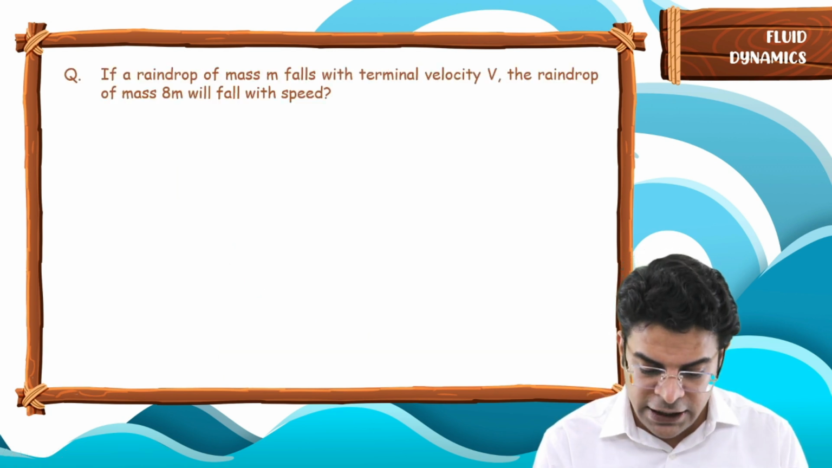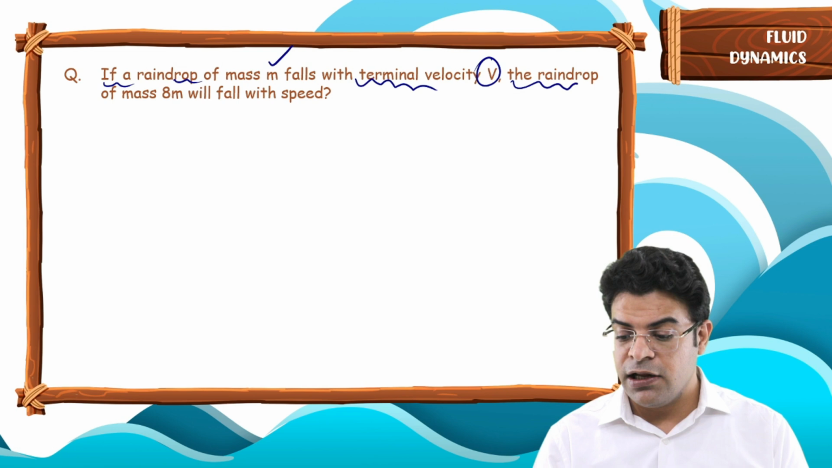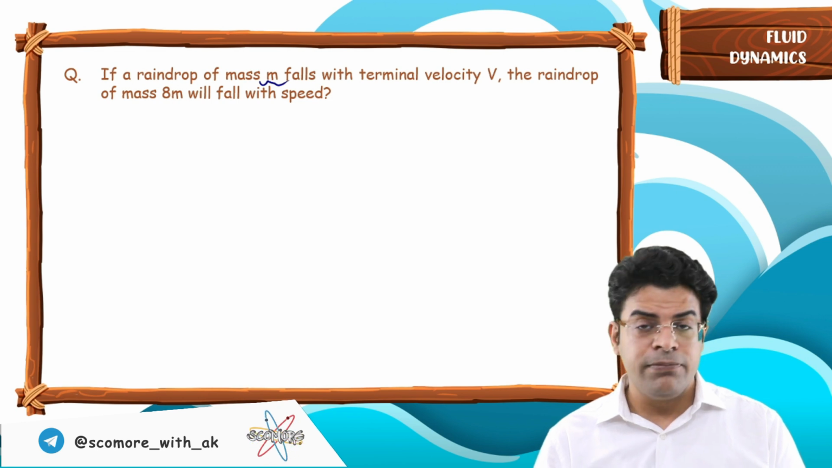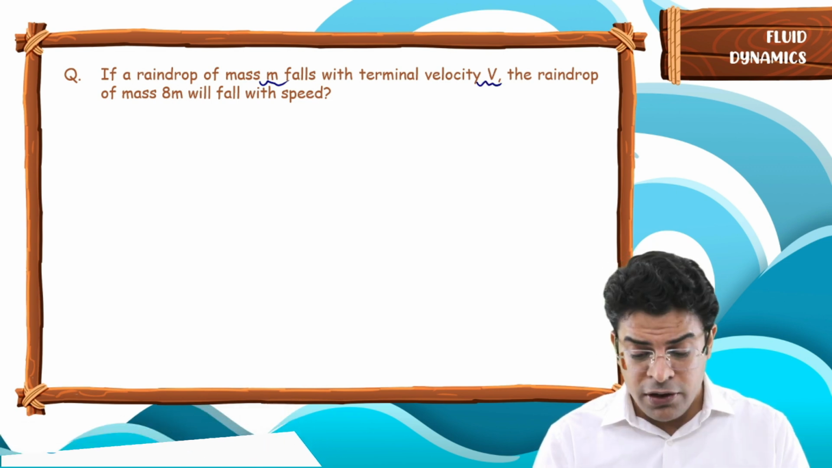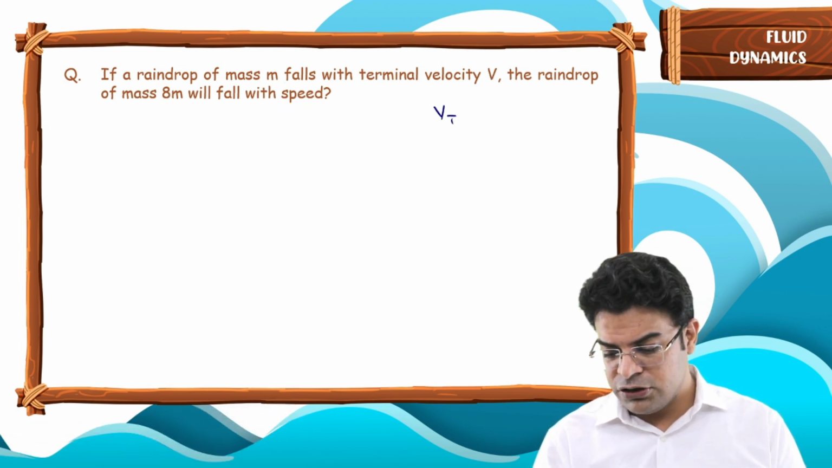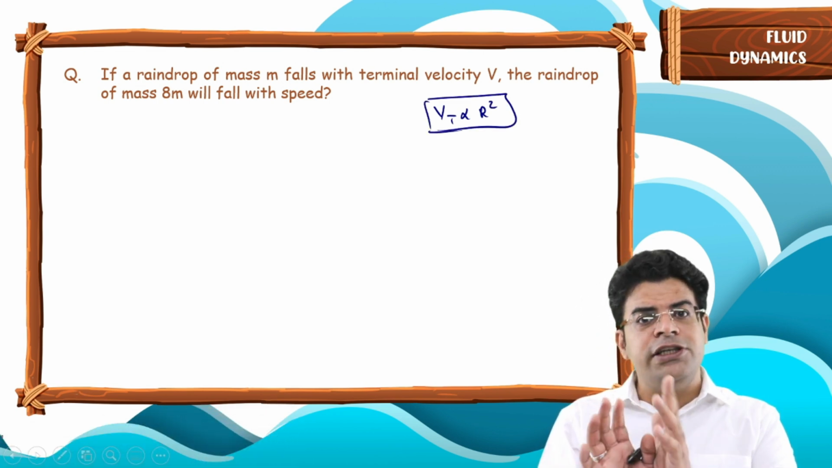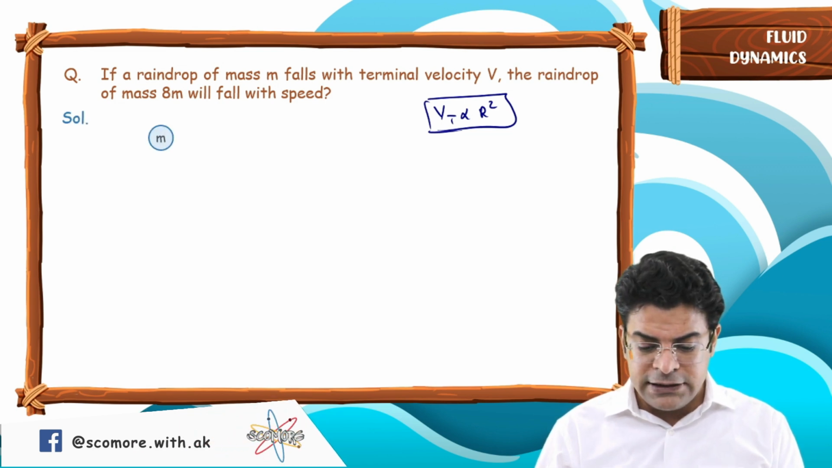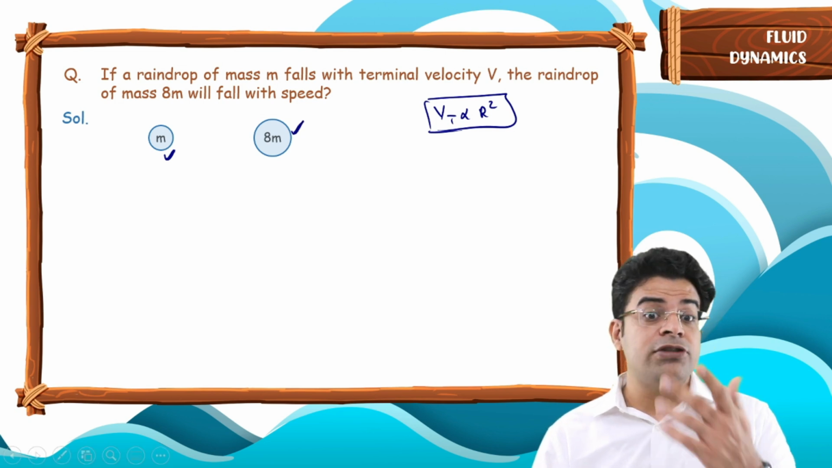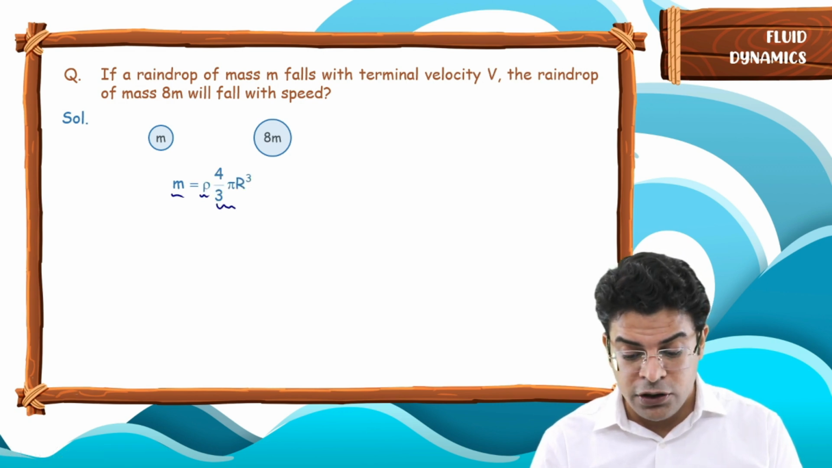So the question goes like, if a raindrop of mass m falls with a terminal velocity v, then the raindrop of mass 8m will fall with how much speed? We know that the terminal velocity is proportional to the radius squared. We need to compare the radius of these two drops. How to do it? The first drop has mass m, the second drop has mass 8m, 8 times the mass. And we can write the mass of the drop as the density of the drop into the volume of the drop.